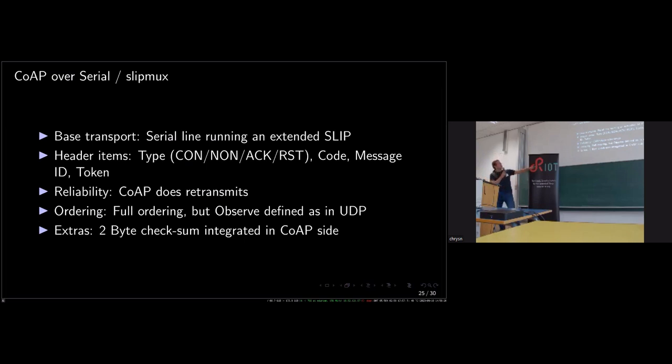CoAP over serial was, if you remember, somewhere in the middle up there. It's also called Slipmux because it's multiplexed with SLIP. This runs on a serial line. So typically the thing where you could also run Ethernet over serial, but just in a more standardized way. Jumping back and forth here, there's some alignment mismatch. You'll see that it carries identical header items. So it's really the same messages. But as a small extra, it also contains, at the end of the payload, an extra 2 bytes that work as a checksum because that SLIP lower layer doesn't have its own checksumming built in.